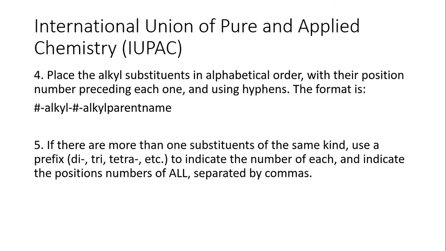If there are more than one substituent of the same kind, then we're going to use a prefix, di, tri, tetra, etc., to indicate the number of each. And we'll have to indicate the position numbers for each one of the substituents, even if they're repeated, separated by commas. When we place the substituents, though, the alphabetical order does not include these di, tri, tetra, etc. prefixes. It's just the name of the alkyl group.